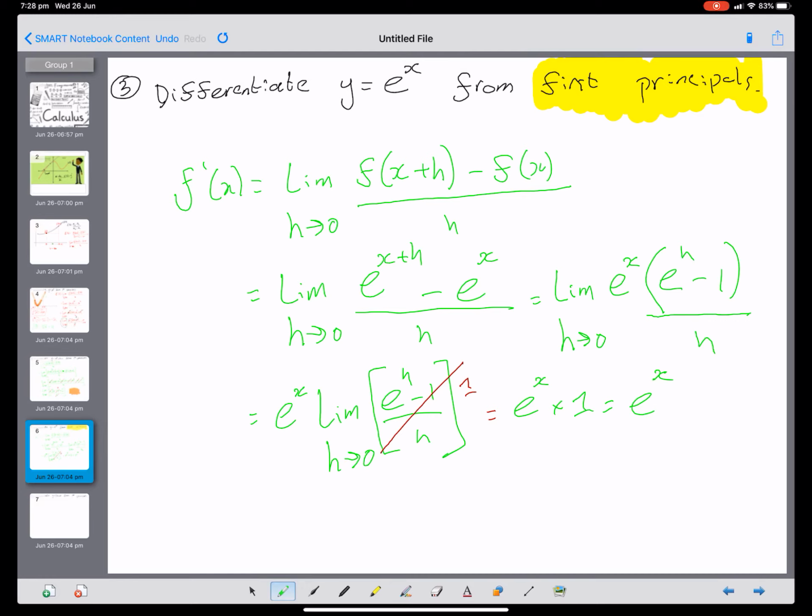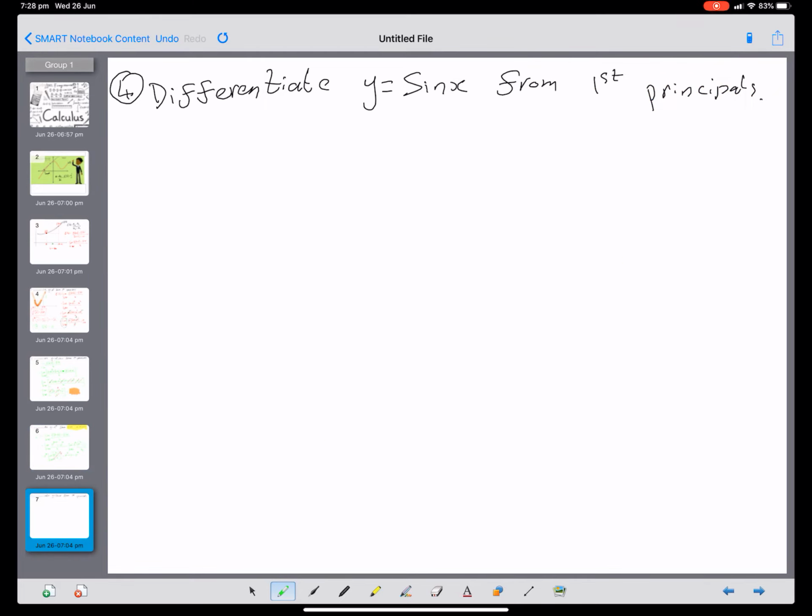All L'Hopital says is that we can differentiate numerator and denominator, and the limits will be equal. Okay, so the last and final one is differentiate y equals sine x from first principles. This is going to be much more difficult than you're likely to get in the exam, but I'll show you how to do it anyway.